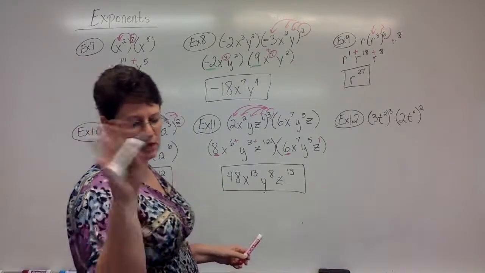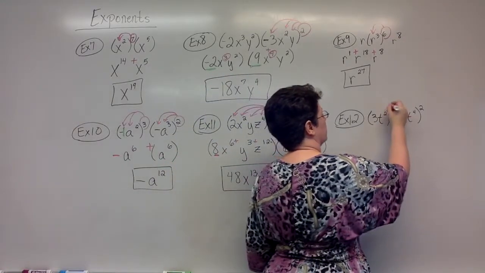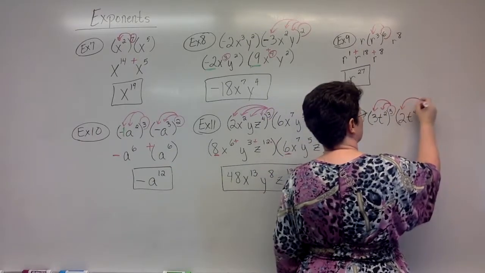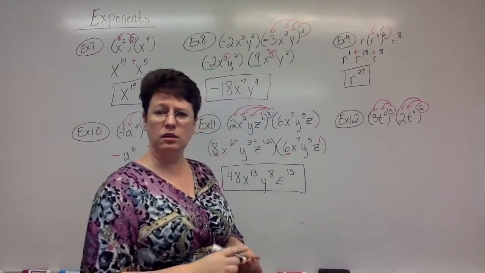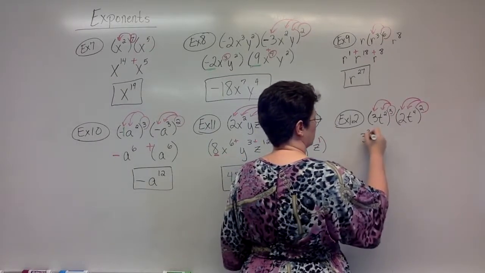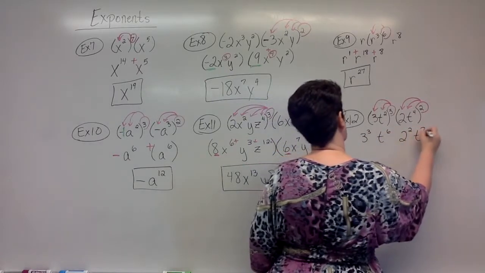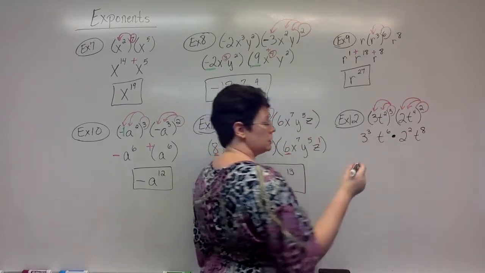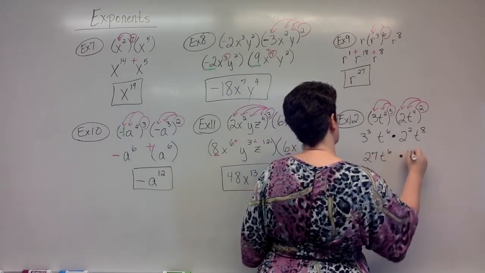Not last one. We got 2 more after this. Okay. I got a 3 outside. So I have to distribute it to everything inside. I can already see I'm going to have to distribute on the second one too. 2 things to distribute. That's okay. We can do that. So we got to cube the 3 and square the 2. 3 cubed is 27. And 2 squared is 4.